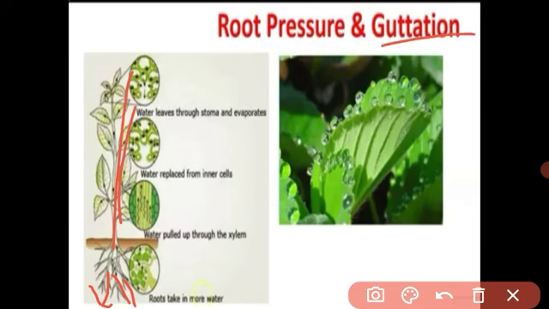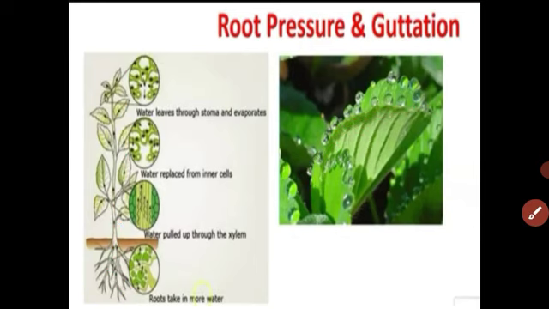Guttation, I also told you in the transpiration video. Guttation means the small openings which are present on the outer surface of the leaf, at the margin. In the early morning, or in the rainy season, these openings are called hydathodes, and the water droplets which come out through the hydathodes are called guttation. Did you understand what guttation is? Guttation means tiny water droplets come out through the hydathodes. It is called guttation.